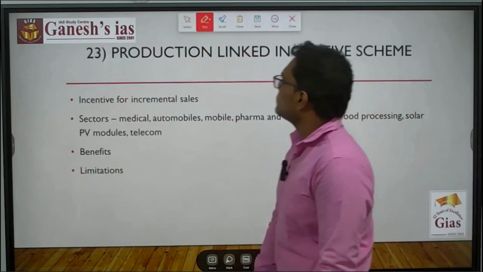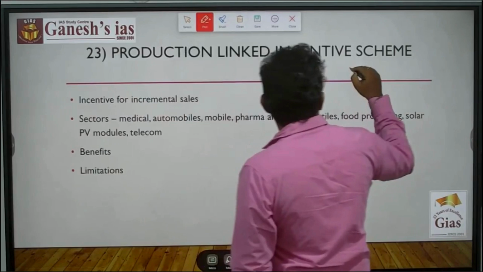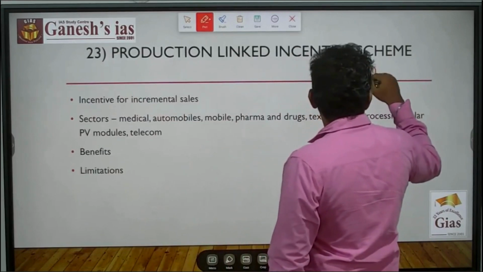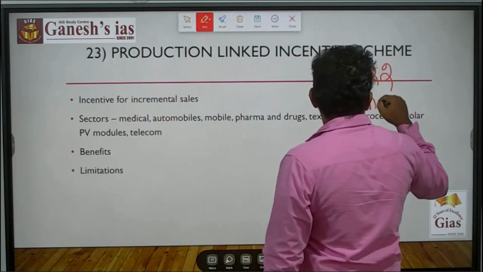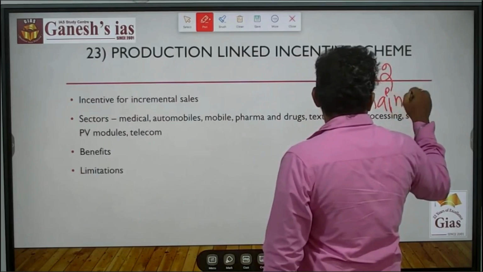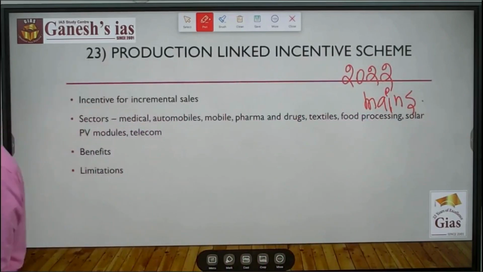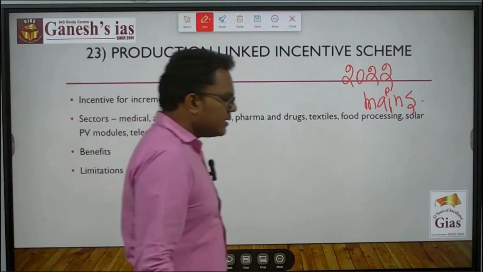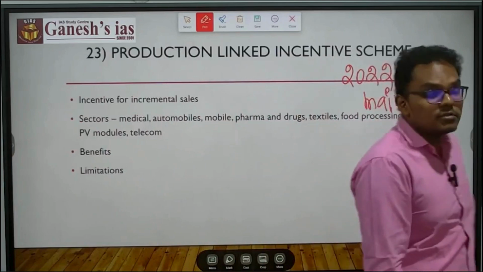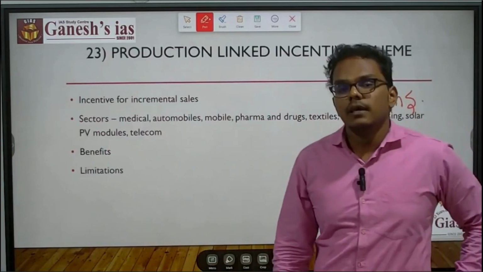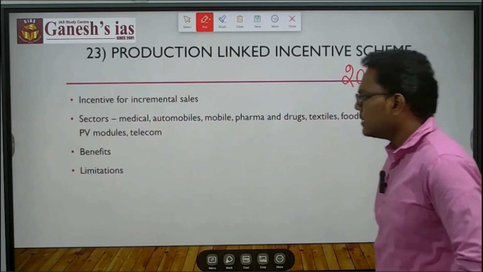Next is your production linked incentive. This was asked in 2022 mains, I think. 2022 mains or 23 mains, I'm not very sure, but it was asked in one of the two mains exams. So first you need to know what this PLI means. It's an incentive for incremental sales. It's not for the overall sales, it's about the incremental sales. That's very important.